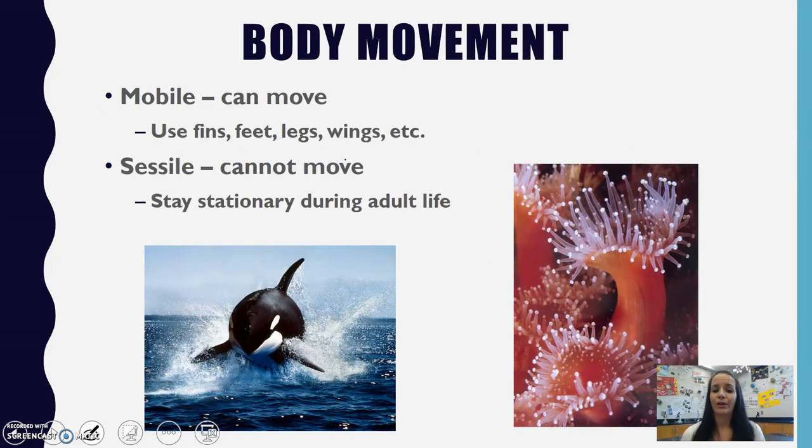Movement is also different among the animal kingdom. So animals that are considered mobile are those that can move. They use fins or feet or legs or wings. But there's also animals that are sessile, that during their adult life, they cannot move. They're stationary, much like the sea anemone that you see here.